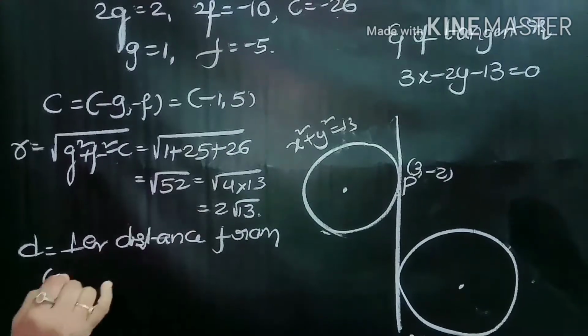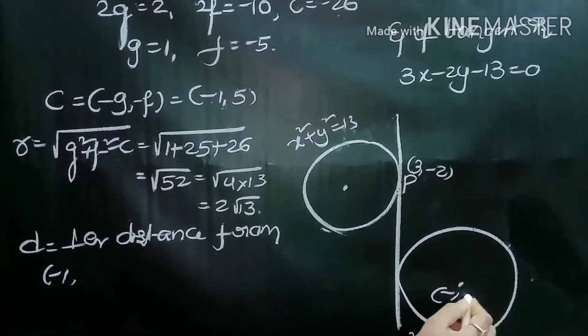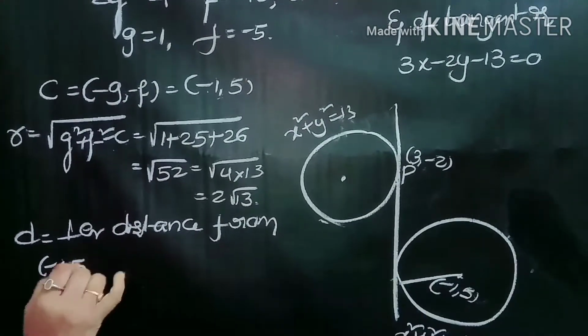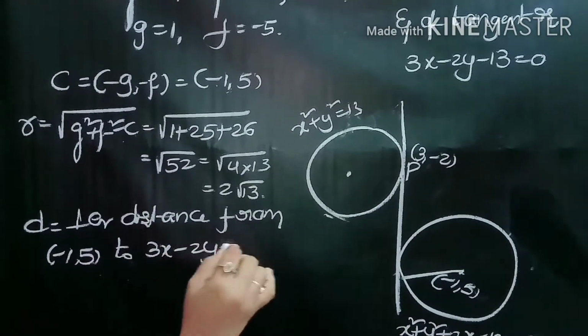Here the center is equal to (-1, 5). Center means we are taking the center of the second circle. The center of the second circle is (-1, 5). We are finding the perpendicular distance from the center (-1, 5) to the line. The line equation is 3x - 2y - 13 = 0.